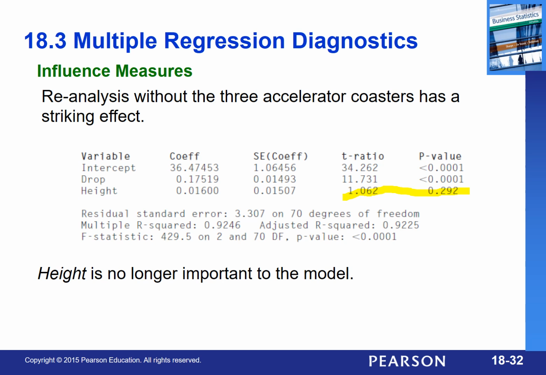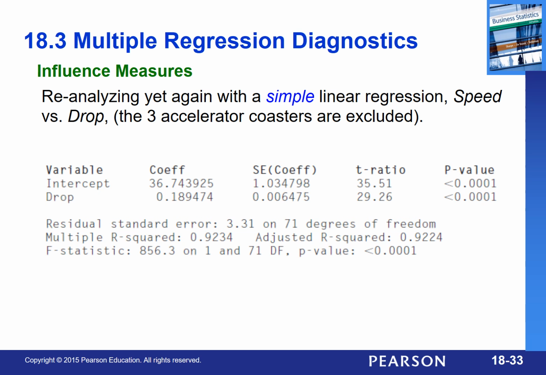So if you reanalyze without the 3 accelerated coasters, you'll notice a striking effect. And if you're having a hard time picturing this, you can compare it to the previous slides. But the biggest thing is, height no longer matters. Which kind of makes sense because of gravity drive compared to drop. They seem like they should be related if you're gravity driven. Anyway, if we rerun again with a simple linear regression, speed versus drop, with the 3 accelerated coasters excluded, we see that not only does our model get better, but it now seems to be doing the job pretty effectively.